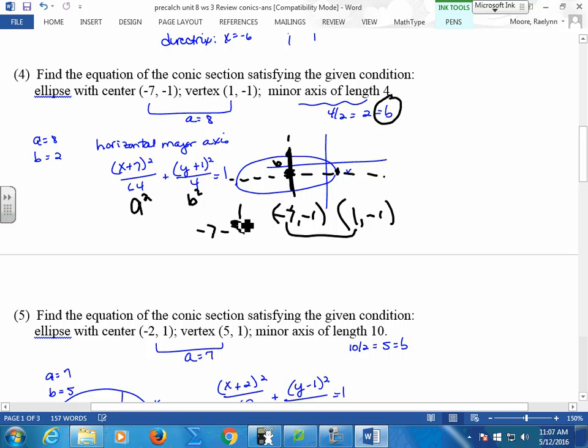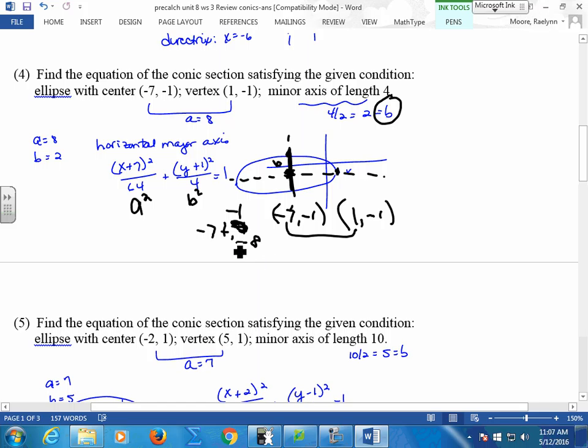Positive 1. What is -7 minus -1? Take the opposite and add. -8. And distance is always positive, right? It doesn't matter which way you do this. Minus a -7, I'm still taking the opposite and adding.